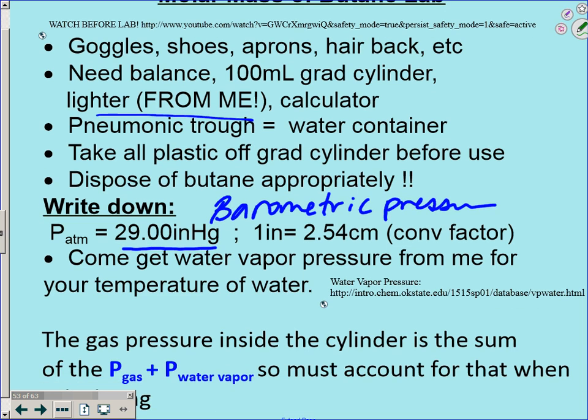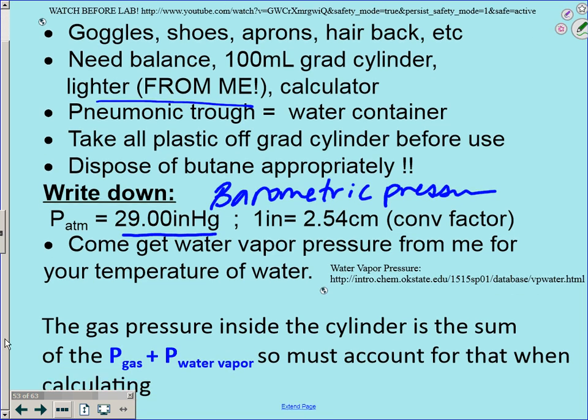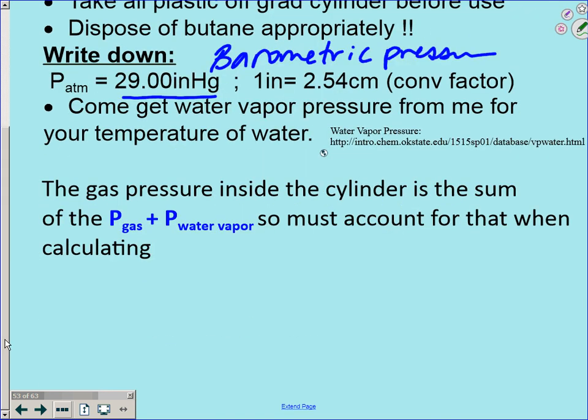So the last thing here is, do you recognize what I'm trying to show you here? Whose law is this? Dalton's law, okay? So Dalton's law: gas pressure, which is the butane, plus water vapor pressure equals what? Where would you find the total pressure? The atmosphere. Thank you. Okay.